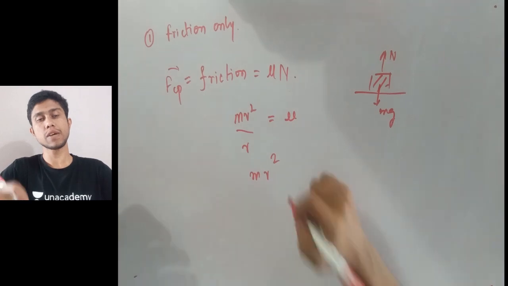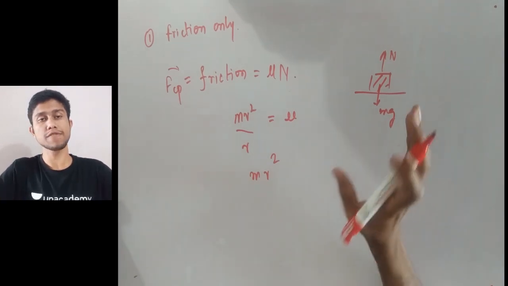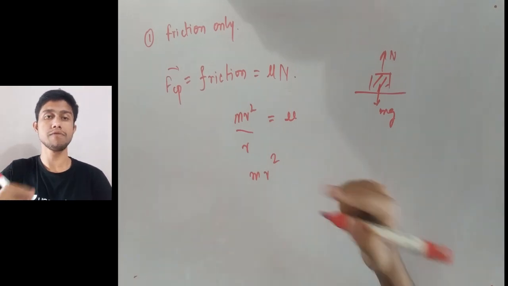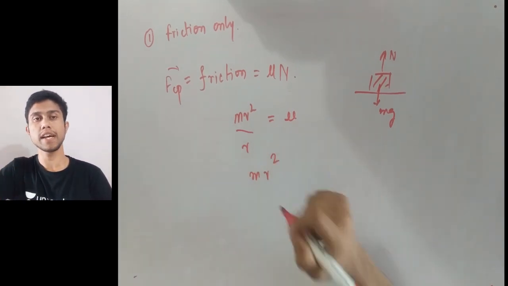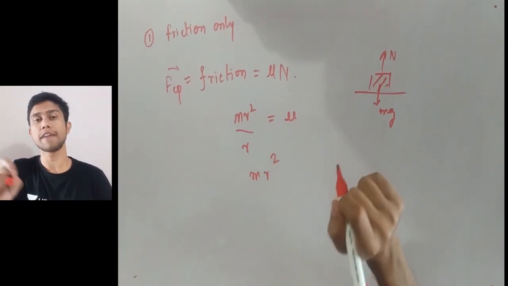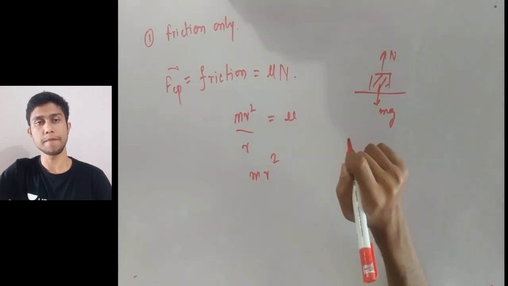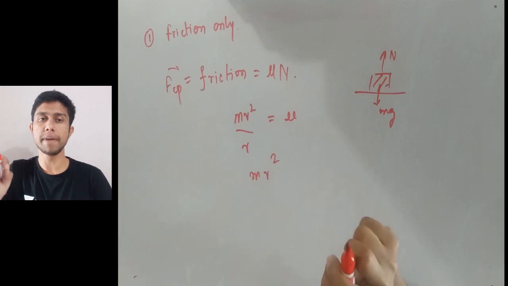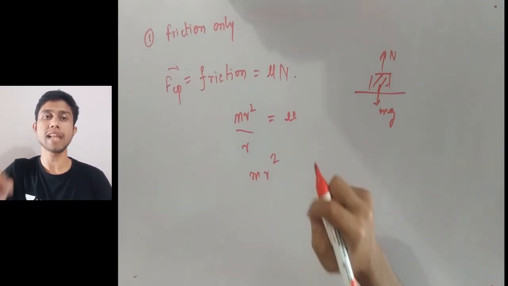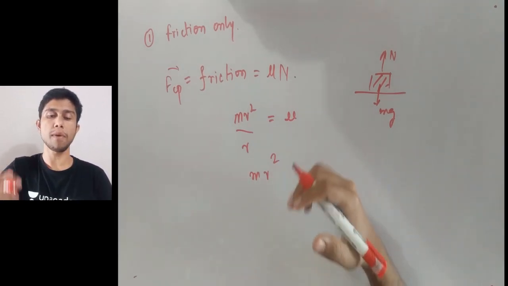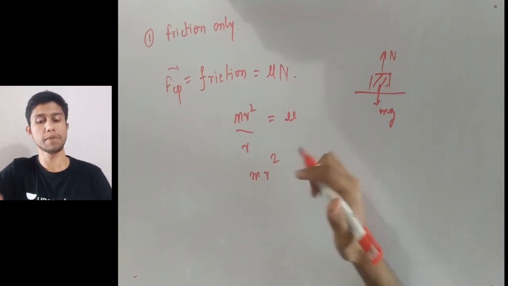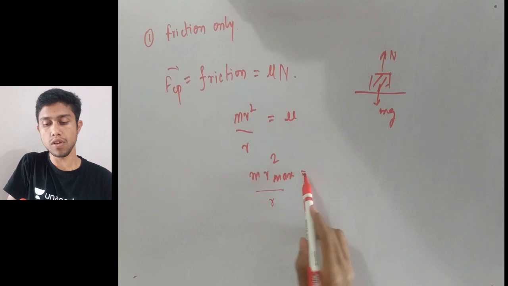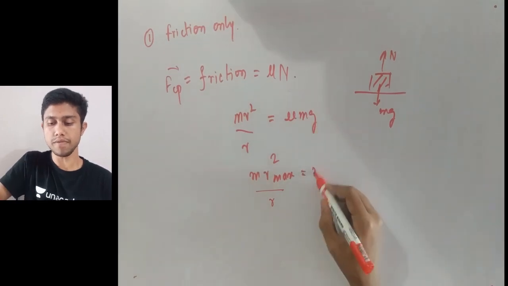Whenever this friction will balance this or will allow the vehicle to run at the fastest speed, up till that point the car will not skid. But as the velocity increases a bit, the car will skid, because now the road can't offer that much friction. So I can write m v max squared by r is equal to mu mg.